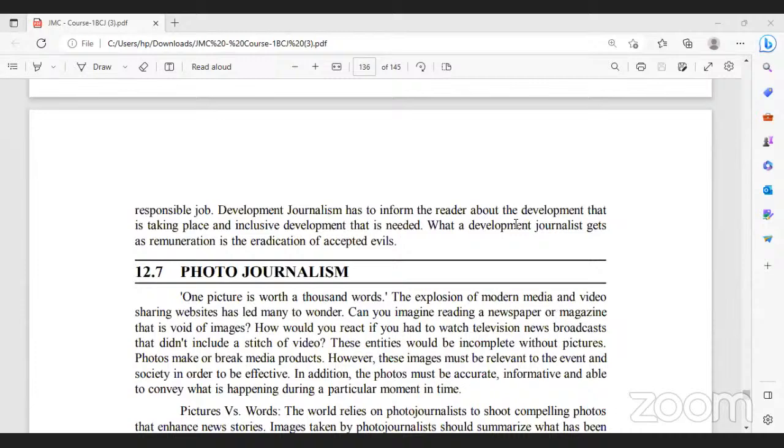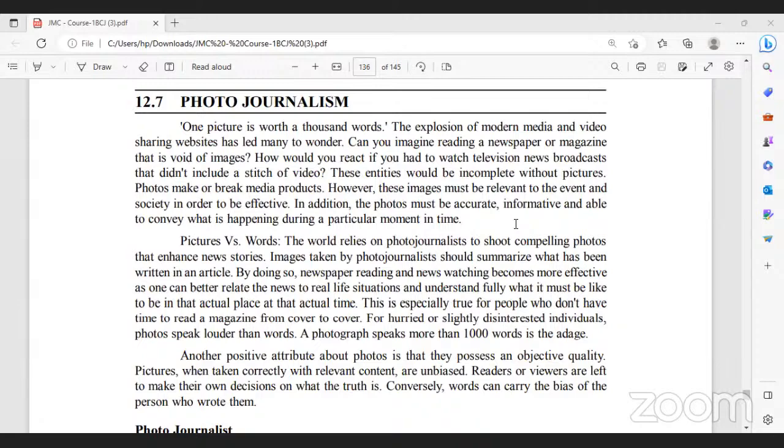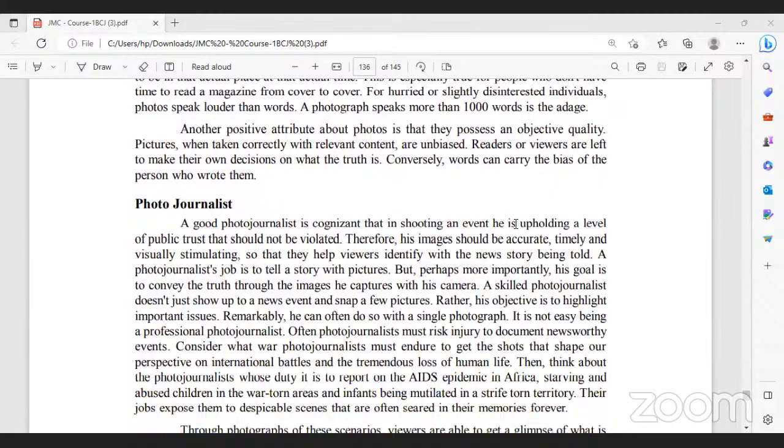Then photojournalism, as we say, one picture has a worth of 1,000 words. So photojournalism, as you understand photography and all those things, it also has a very huge and wide career.